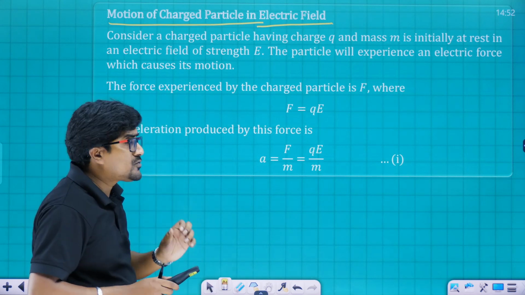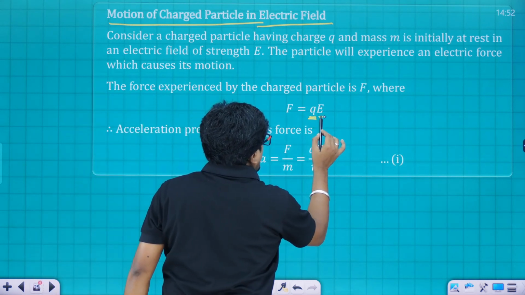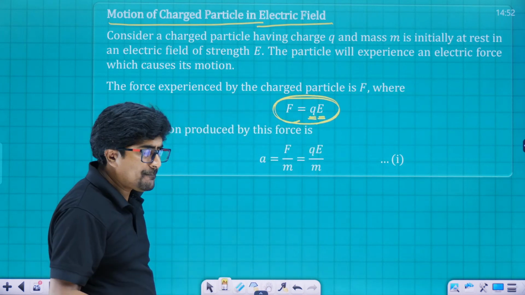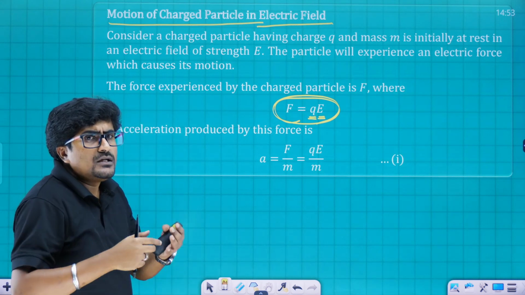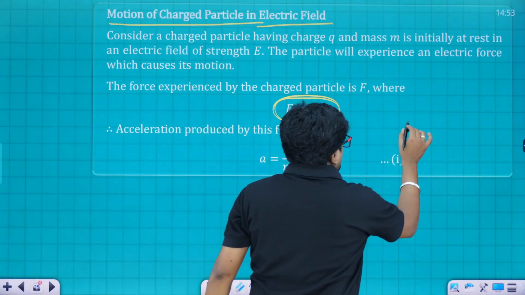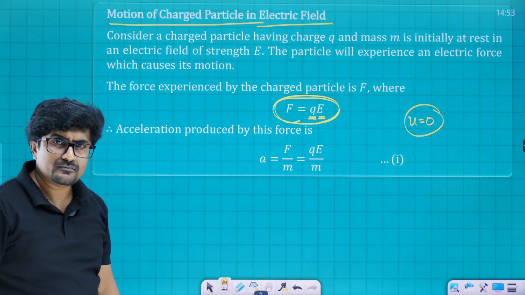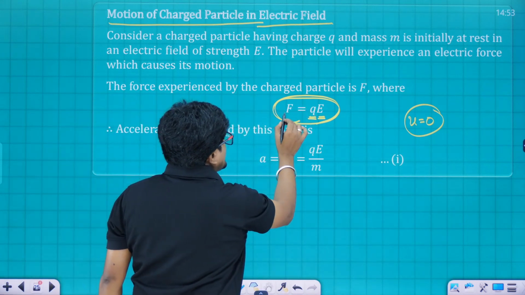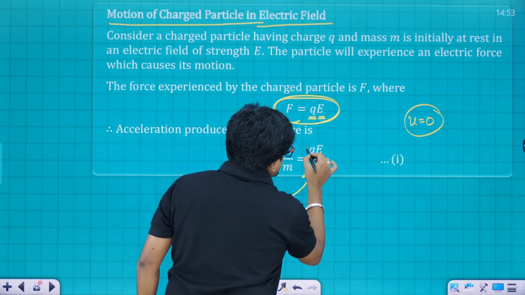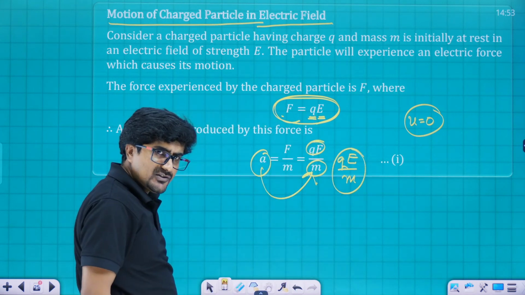A few things we must know about this: as you all know, if we have a charge small q placed in an electric field of capital E, the force experienced by that charge is F equal to qE. Now what is the acceleration experienced by the charged particle? In this entire case, the charge I am considering has initial velocity u equal to 0. Since F is equal to qE, the acceleration experienced by the charged particle is force divided by mass, that is qE upon m. This is going to be the acceleration.